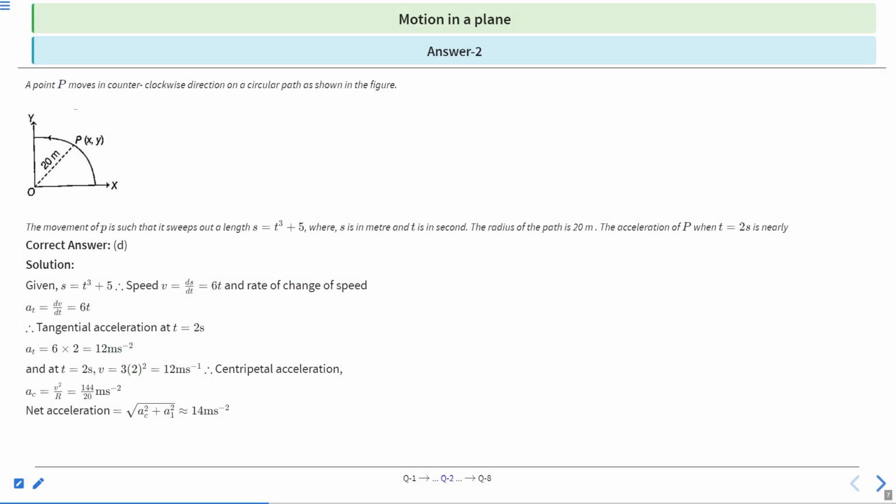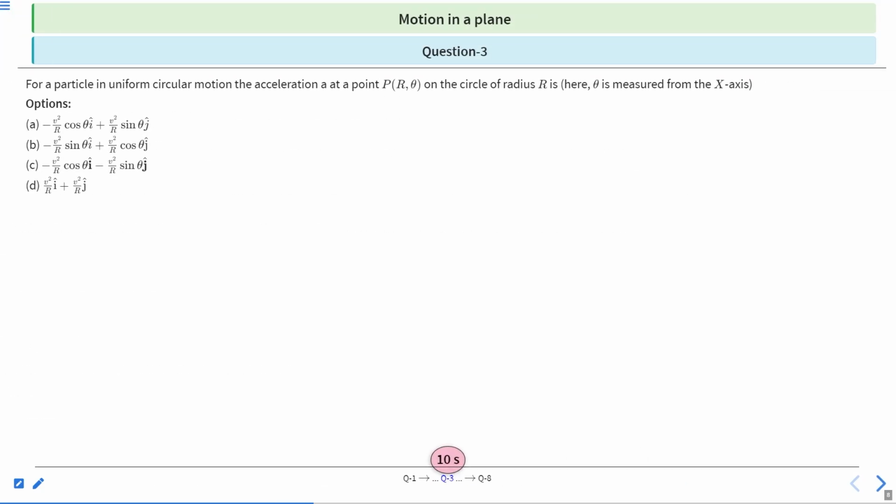Next question. Question 3 is this. For a particle in uniform circular motion, the acceleration a at point P (r, theta) on the circle of radius r, where theta is measured from the x-axis, is given by the options. A: minus v square by r cos theta i cap plus v square by r sin theta j cap.